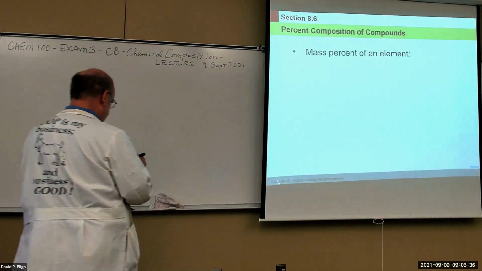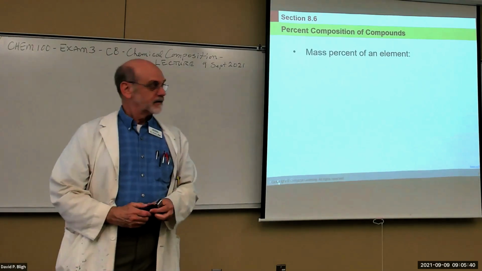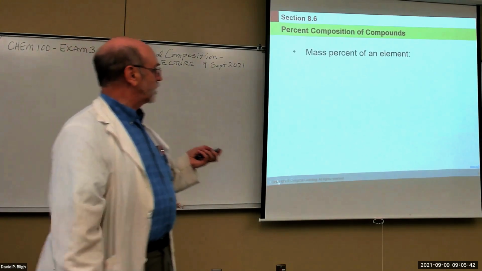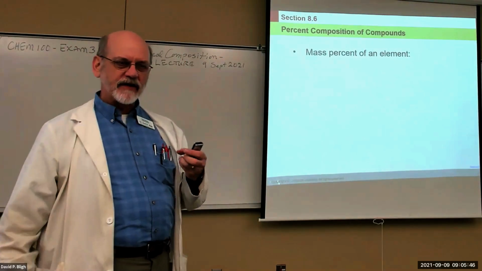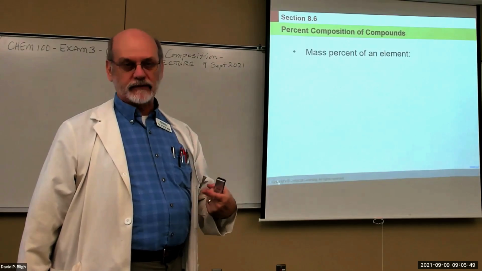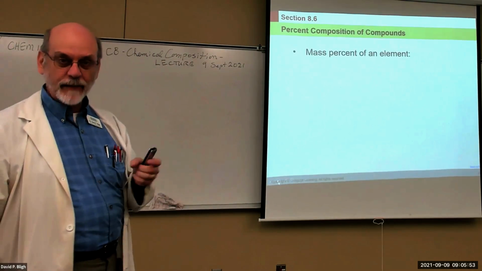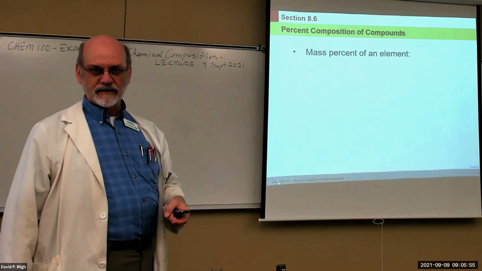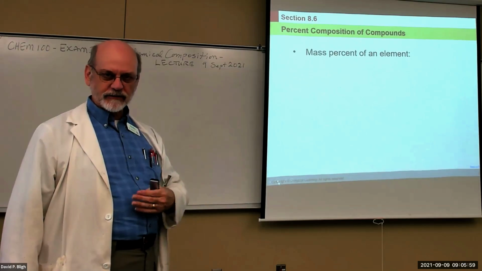Okay. What do we mean by mass percent of an element? What we're talking about here is what's the percentage by mass of an element in a given compound? So if you have 100 grams of the compound, how many grams of it is that element? That's percent, right? Parts per 100. Grams per 100 grams.